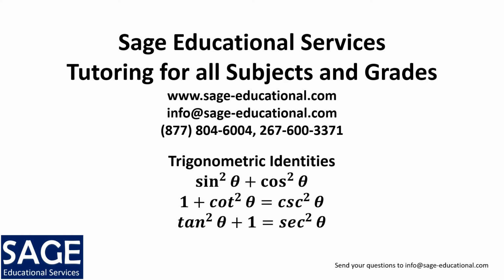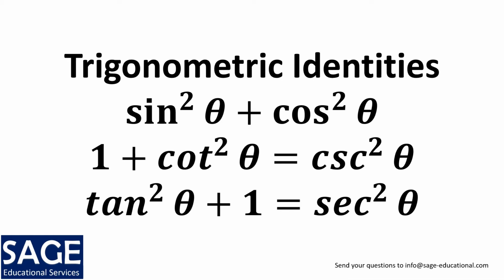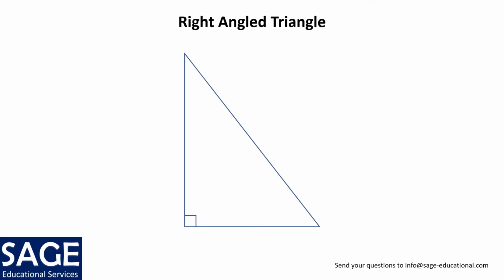In this video, we will talk about the trigonometric identities, and we will see where these three trigonometric identities come from. Before we can start talking about these identities in particular, we will start by talking a little bit about a right angle triangle. A right angle triangle is a triangle in which one of the angles is a 90 degrees angle.